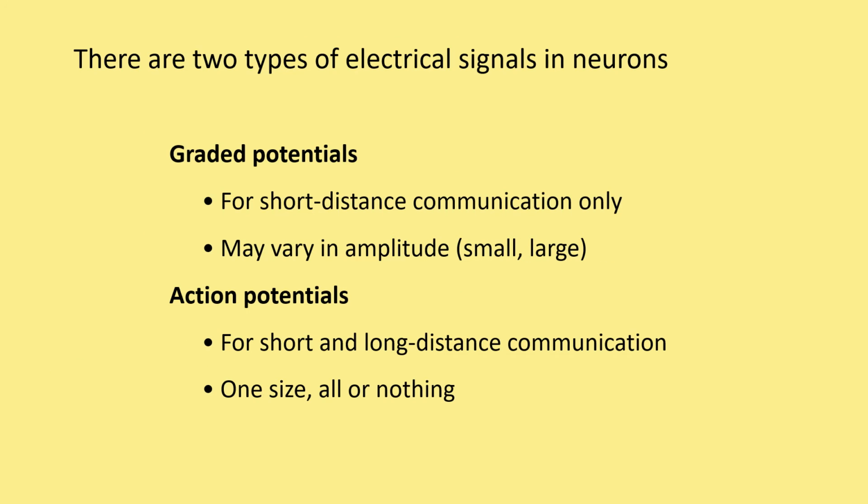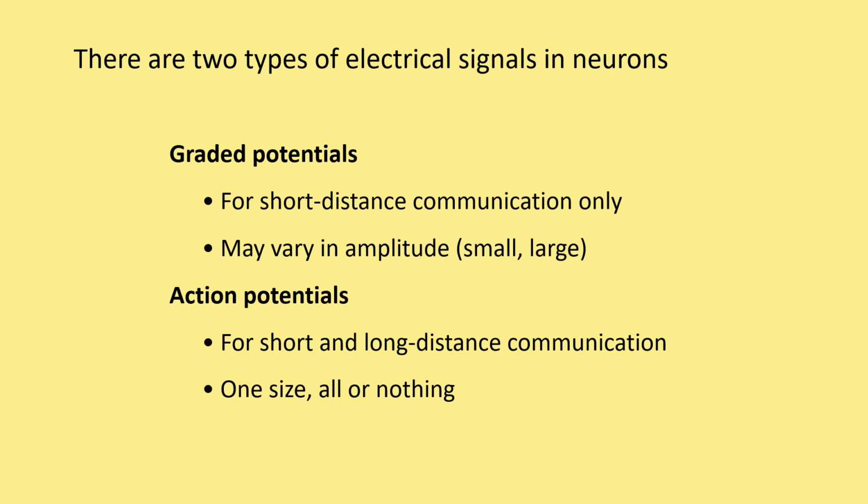All right, ready for our next level of complexity? We have talked about action potentials. There is another type of electrical signal called a graded potential. And we will compare and contrast graded potentials with action potentials.